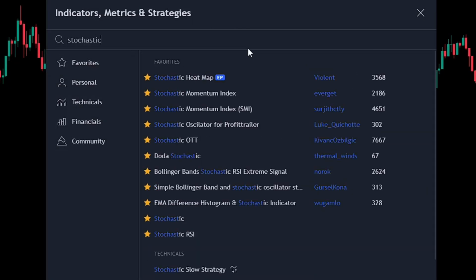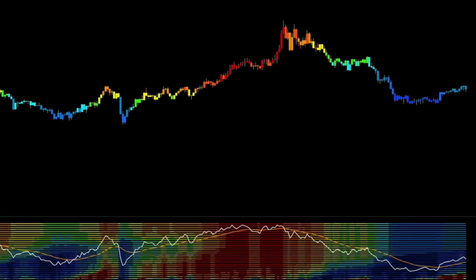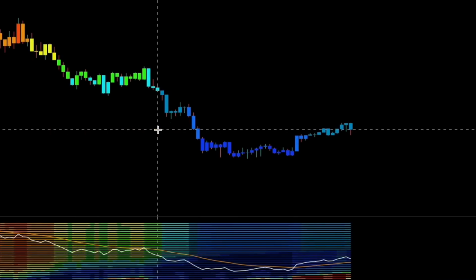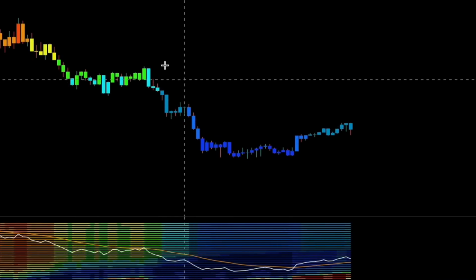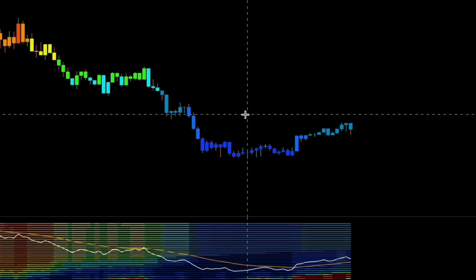In second place, we have the Stochastic Heat Map by Violent. This tool features 28 stochastic oscillators stacked vertically. The average of these stochastics is used to plot a fast oscillator line with a following slow oscillator line, which can also color the candles. Here's what the colors mean. Dark orange or green: strong uptrend, take long positions. Green, yellow, or dark yellow: consolidation zone, usually after a strong trend. Blue or dark blue means strong bearish momentum, take short positions.